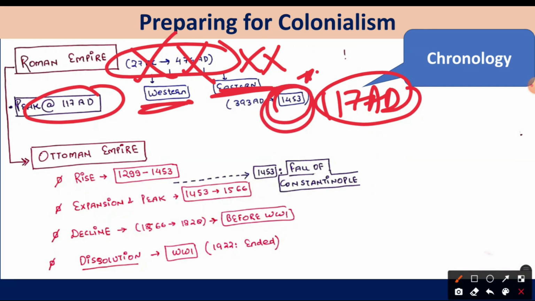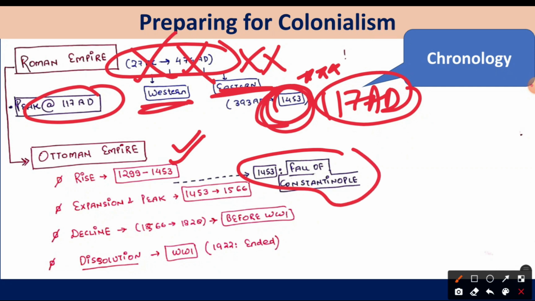Then came a very seminal moment in the history of the world, I will say. That is the fall of Constantinople. That was a very seminal moment. We'll discuss it. Then, from the Eastern Roman Empire came the Ottomans. So the rise of the Ottomans can be seen around 1300. And when the Eastern Roman Empire fell with the fall of Constantinople, then came the Ottoman Empire.